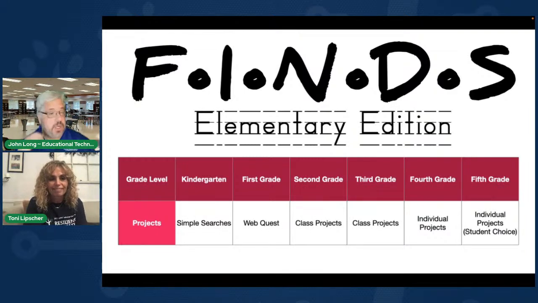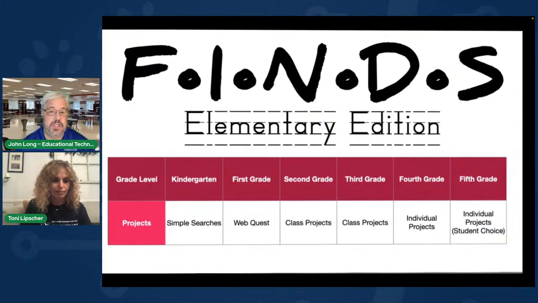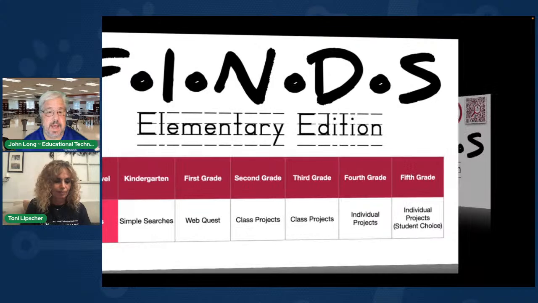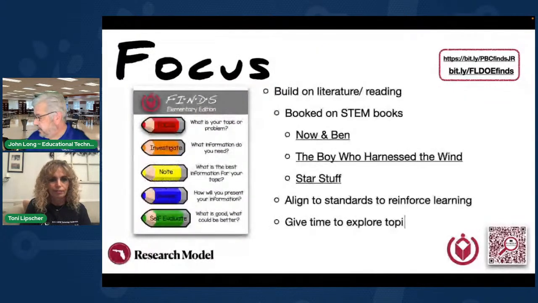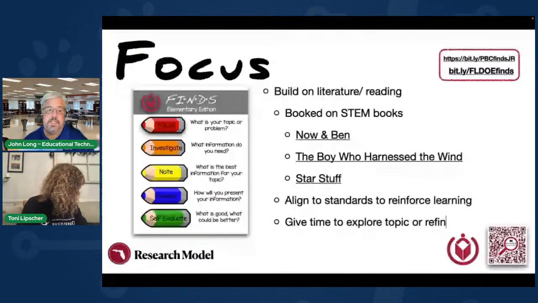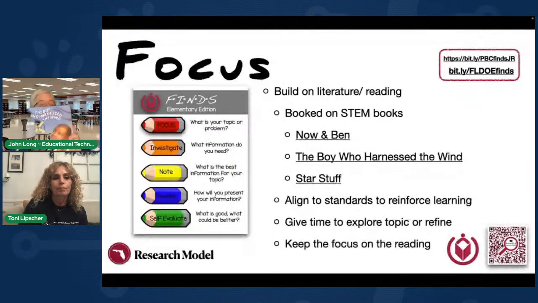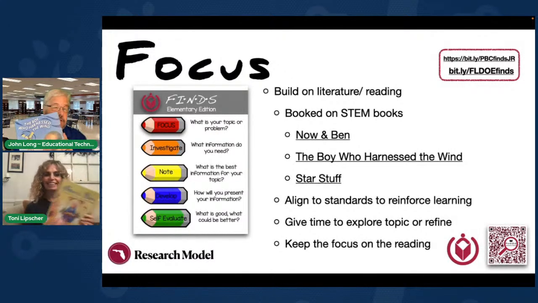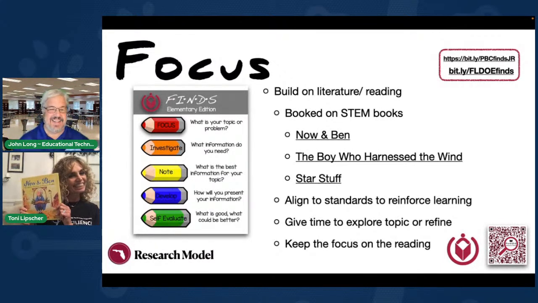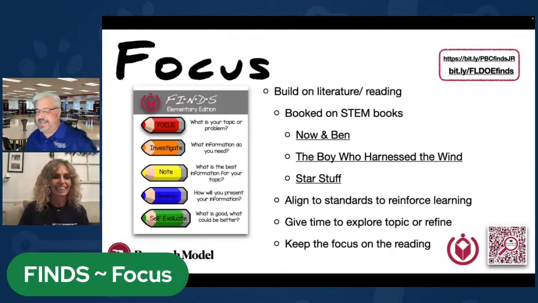So we're going to go through and show you three different grade levels, what they've done using the FINES. Just like what we've done with the secondary version, we were related to books. And so we actually decided to use Booked on STEM books, which is our next session. And she's got that too. Good for you. That's the one book I didn't even grab because I have it electronically.